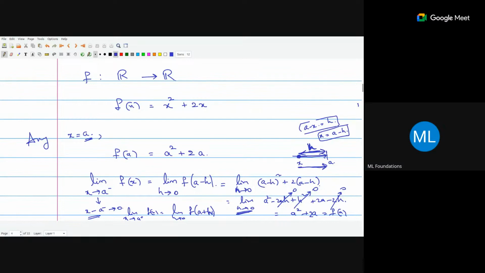Now, if I say x is tending to a minus, or if I say h is tending to 0, both are equivalent, right? If x is tending to a, that means the distance between x and a is becoming 0, and that distance is represented as h. So even if I say x is tending to a minus, or h is tending to 0, both are equivalent. Similarly, we just substitute. So what is x here? If the distance is a minus x, and we represent it as h, so x will be a minus h.